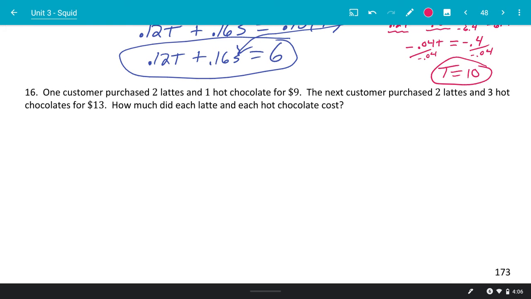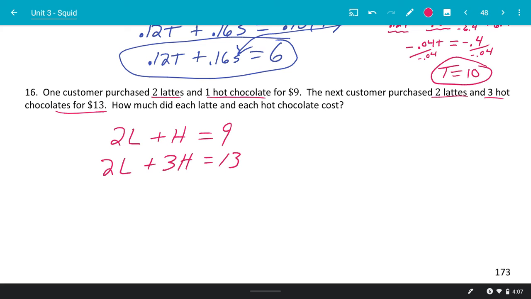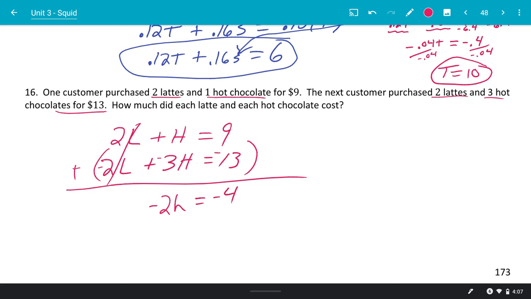Number 16, one customer purchased 2 lattes and 1 hot chocolate for $9. The next customer purchased 2 lattes and 3 hot chocolates for $13. So we got 2L plus 1H equals 9. And then we got 2L plus 3H equals 13. I'm going to take this first one and multiply it by a negative 1. And then I'm going to do the addition method, so that cancels. So negative 2H equals a negative 4. Divide by negative 2, H equals 2.